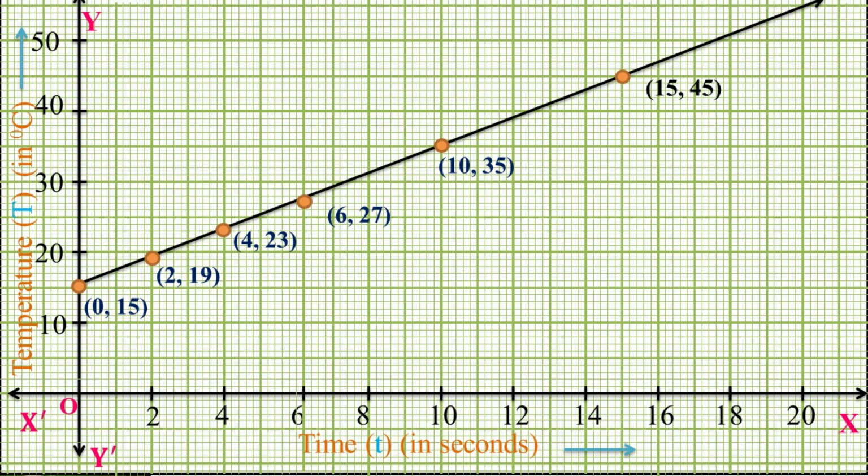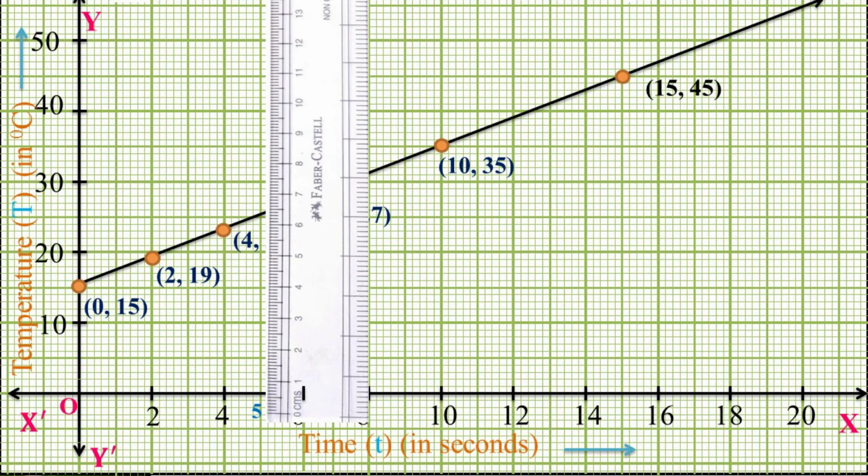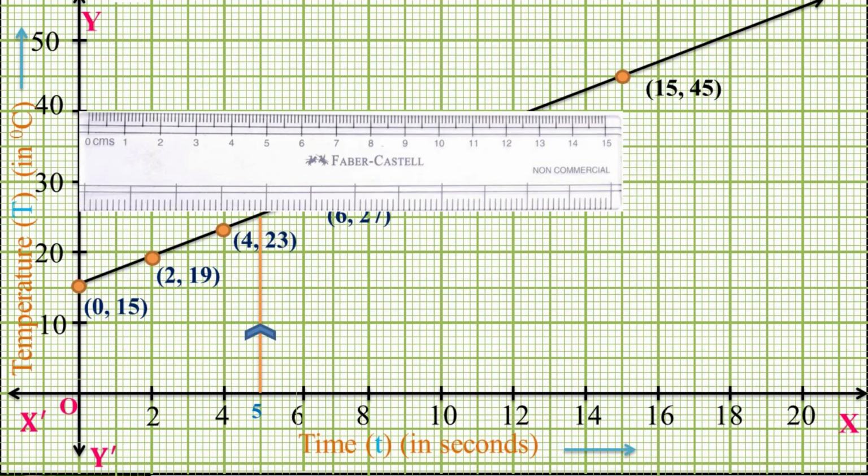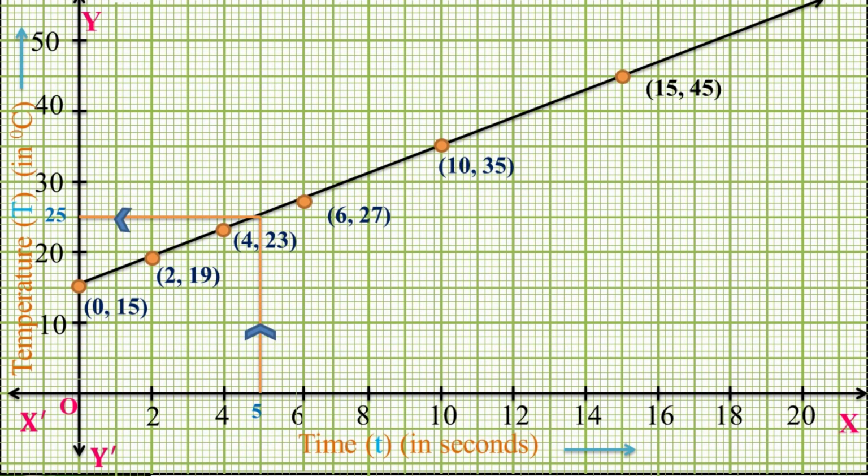Now we find the first question answer. We mark 5 seconds on the x-axis, locating the point between 4 and 6. Draw a vertical line to meet the straight line. Now we draw a horizontal line. The line meets the y-axis at 25. Observe the figure. When time is 5 seconds, the temperature is 25 degrees Celsius.